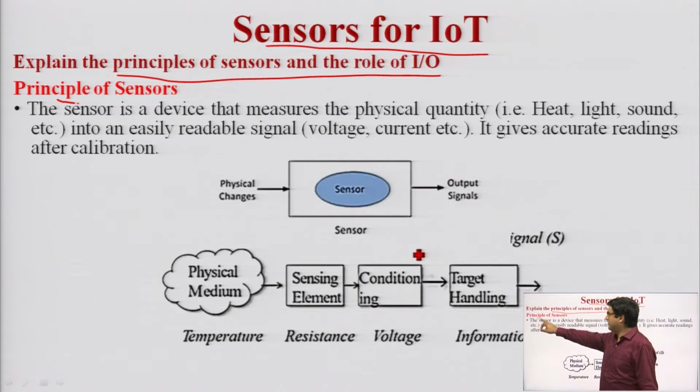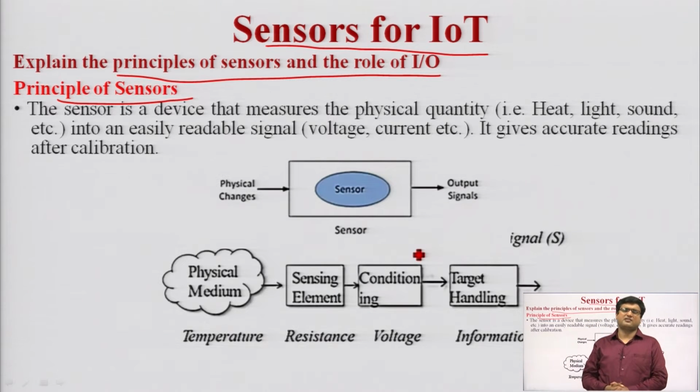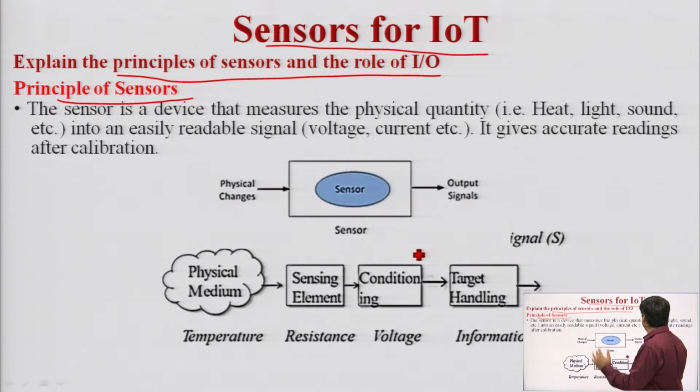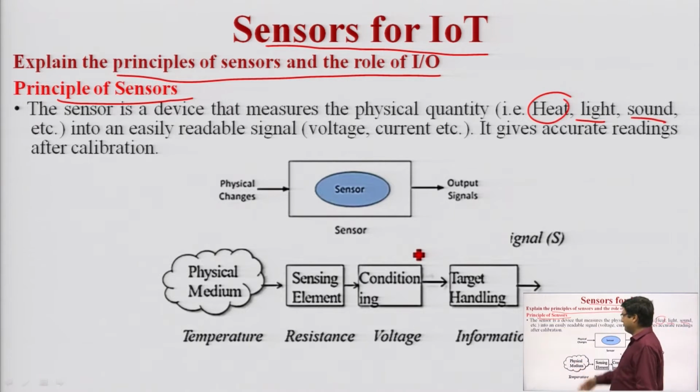First is the principle of sensor. Before going to the principle, we will discuss what a sensor is. Sensor means, as the name implies, to sense something. Sensors convert physical parameters from the environment, like heat, light, sound, pressure, humidity. The sensor measures the physical quantity and converts it into an electrical signal, voltage or current. Why do they convert into an electrical signal?